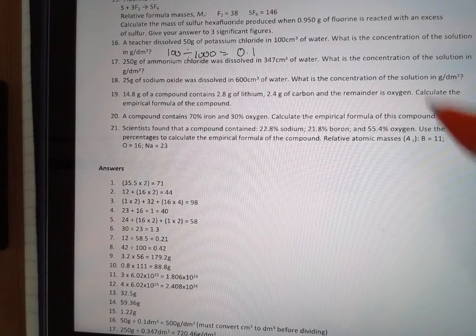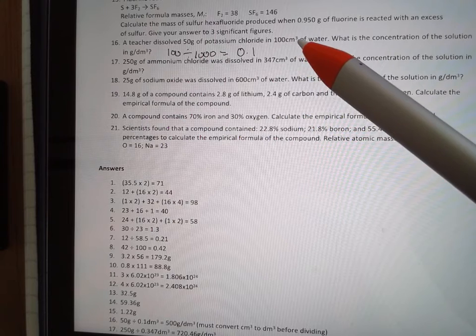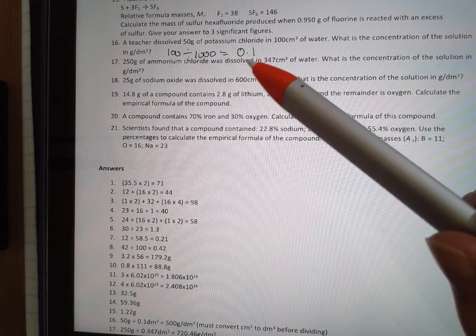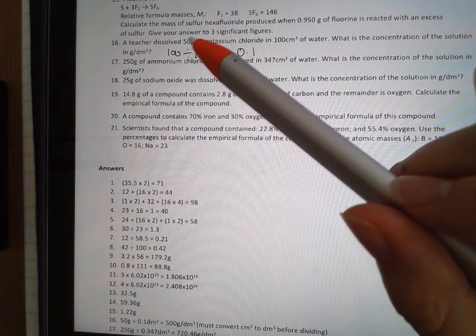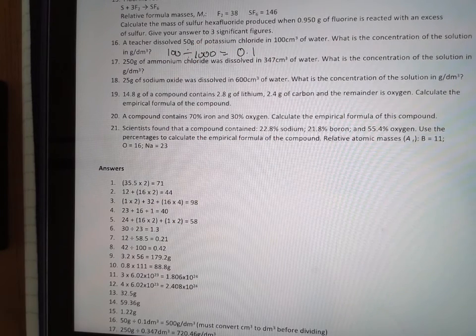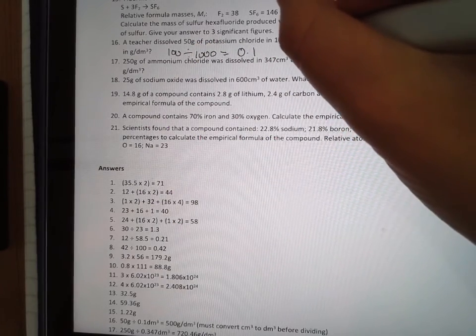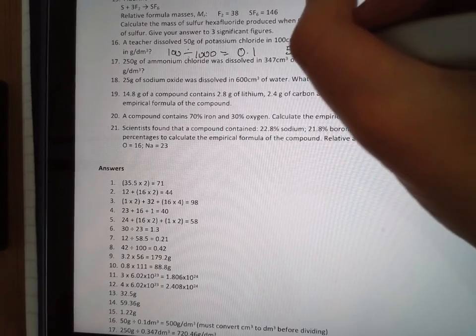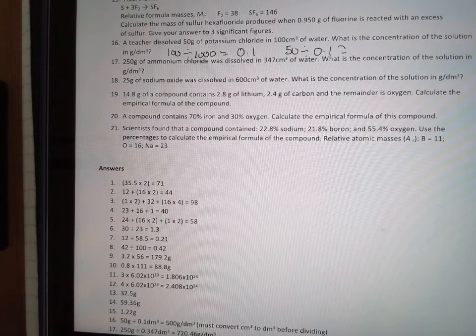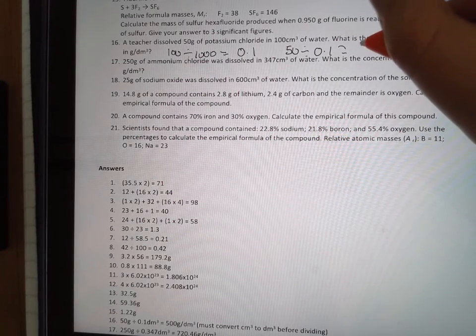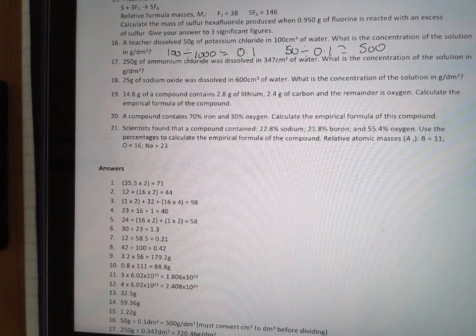Okay, so you take whatever number is in front of cm cubed, you divide by 1000, that is your first mark. Then you take the other number in the question, which is the number in front of g, in this case 50, and you divide that by the 0.1 that you've just calculated. So 50 divided by 0.1 is 500. That is your final answer.